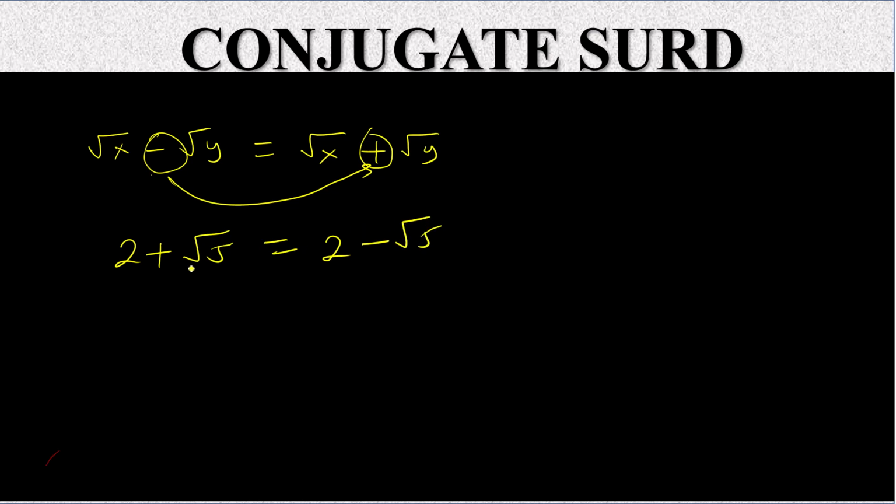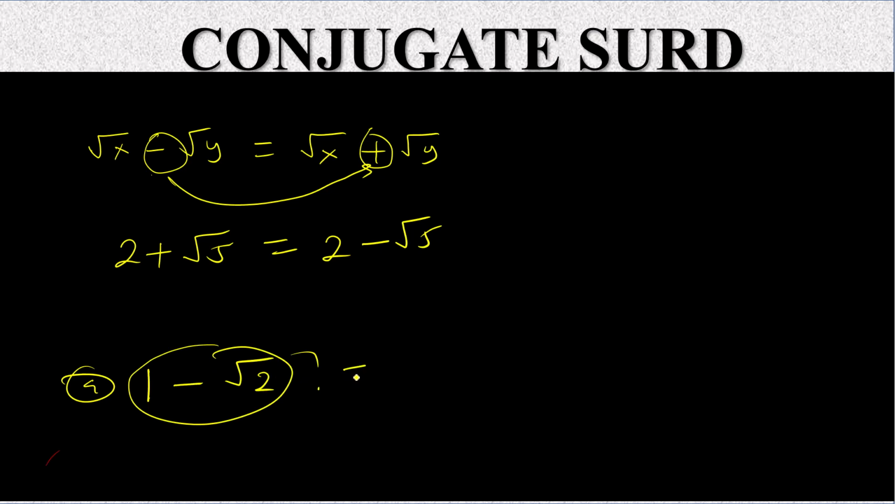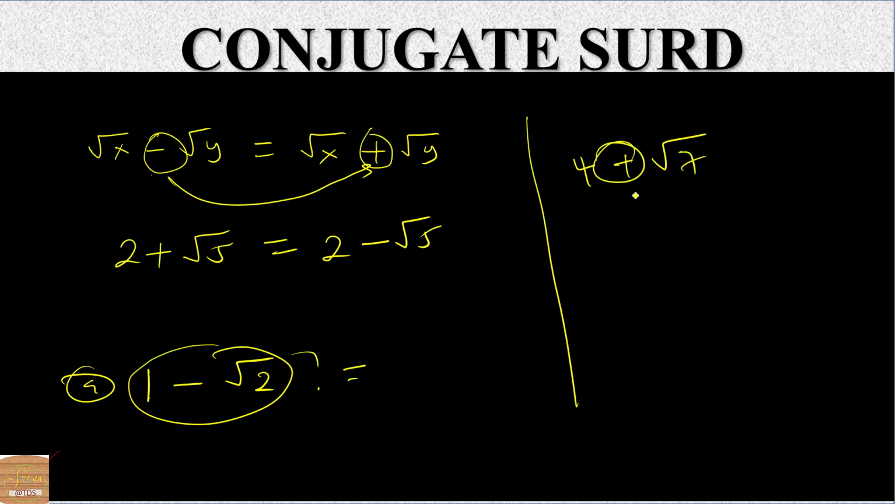So try this one: 1 minus root 2. What is the conjugate of this? You can write the answer in the comment section below. Also, in case we are given 4 plus root 7, what will be the conjugate? Just change the sign, so it's 4 minus root 7.